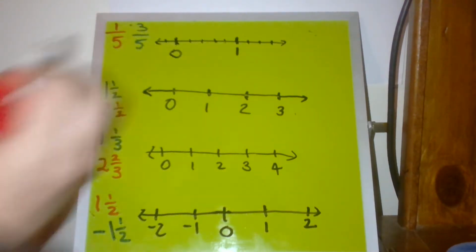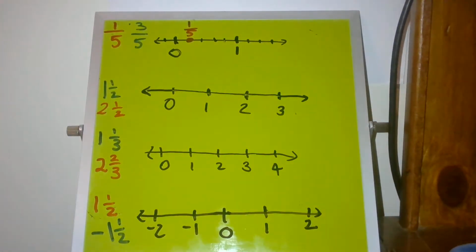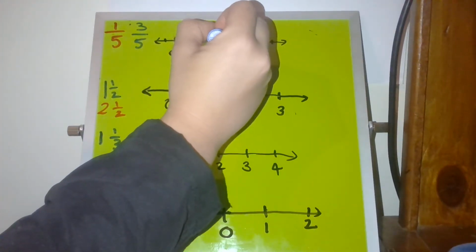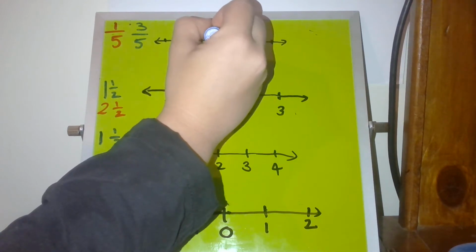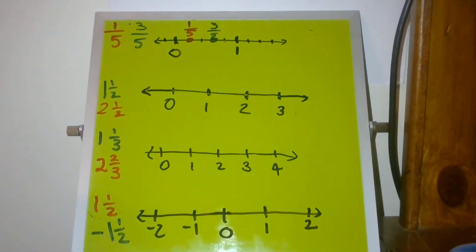So 1/5 would go here. 1/5. 2/5 would go next to it. 3/5 would be here. 3/5. Then we'd have 4/5 or 5/5, which is the same as 1 whole.